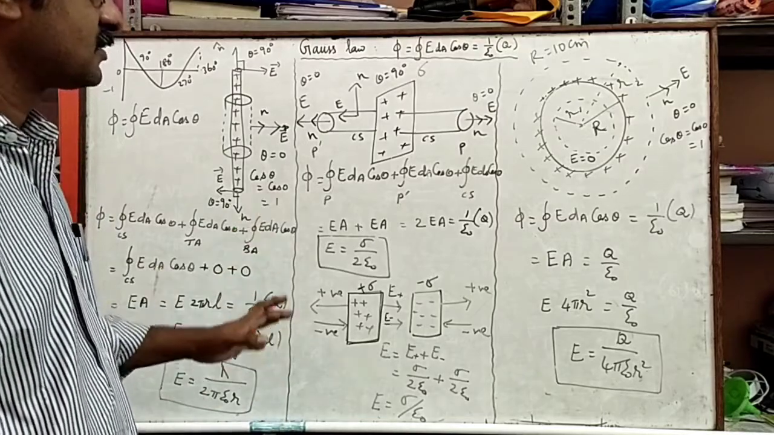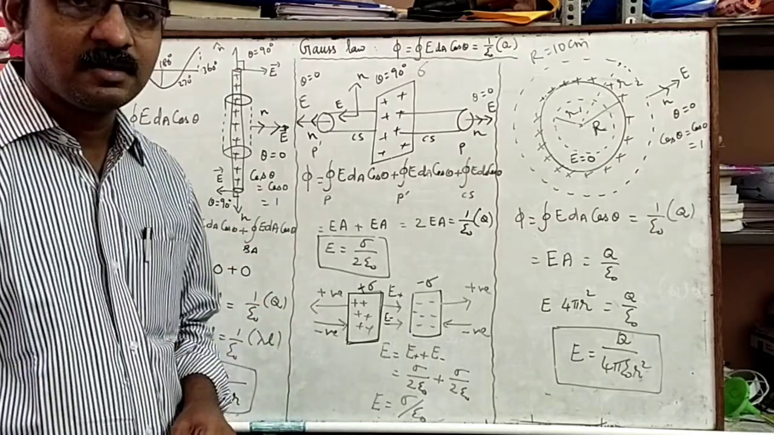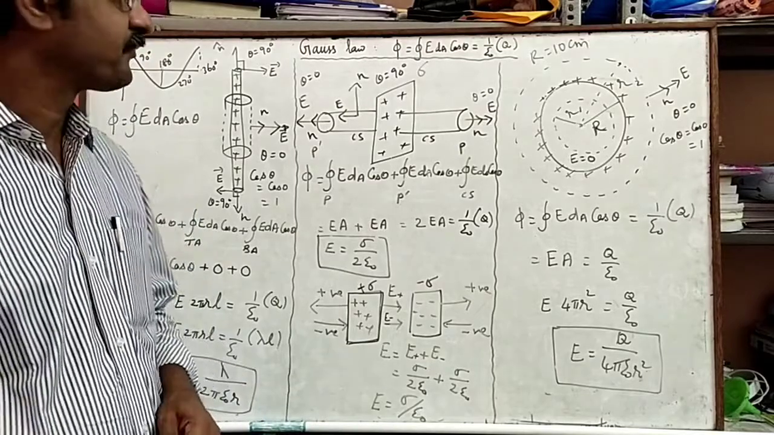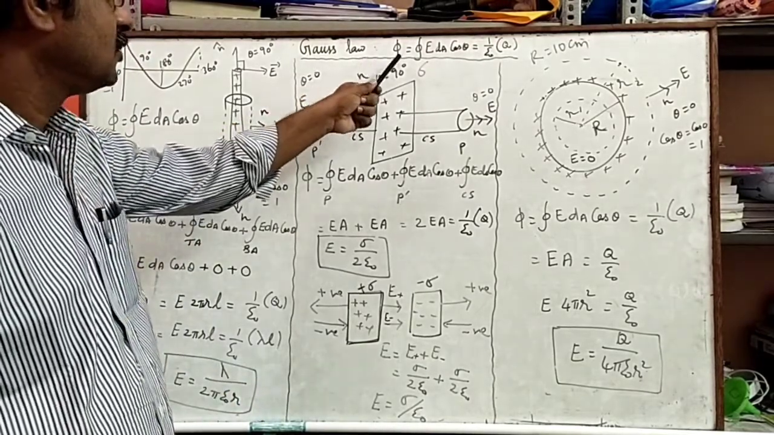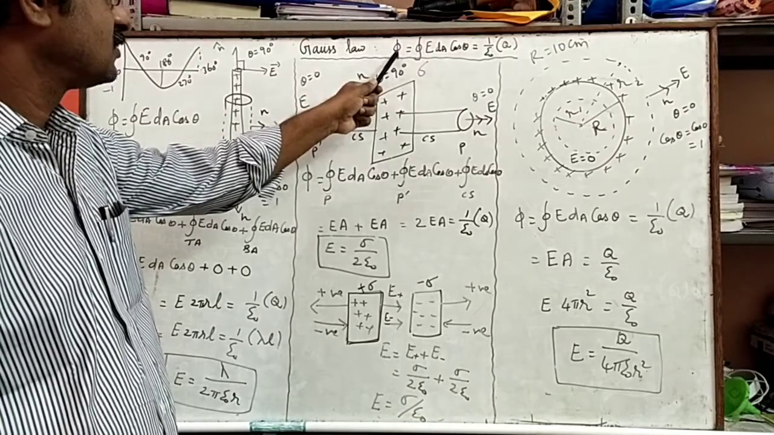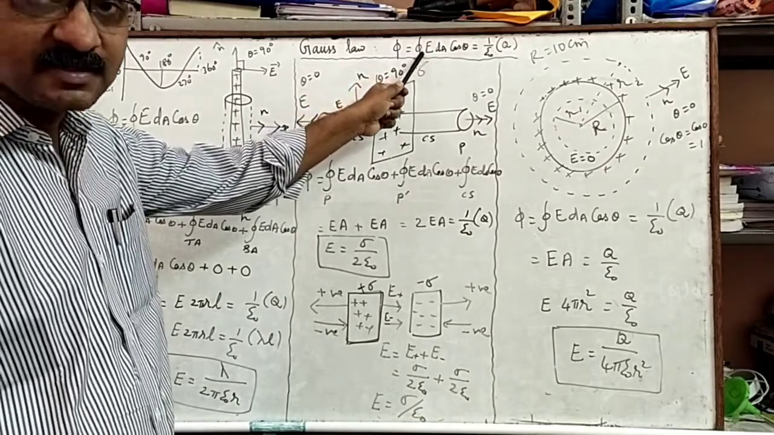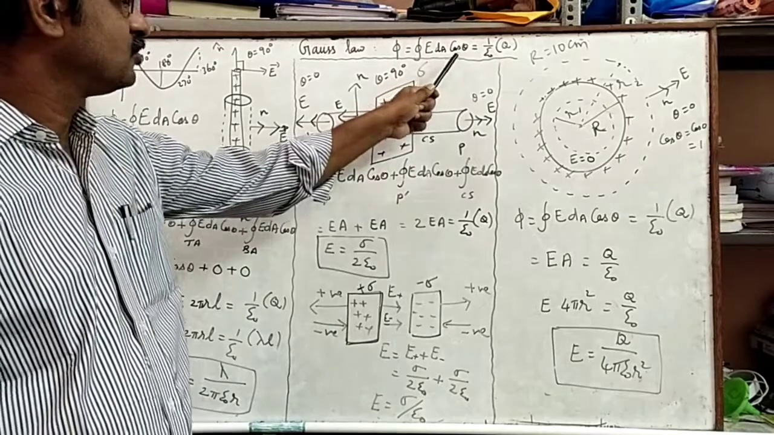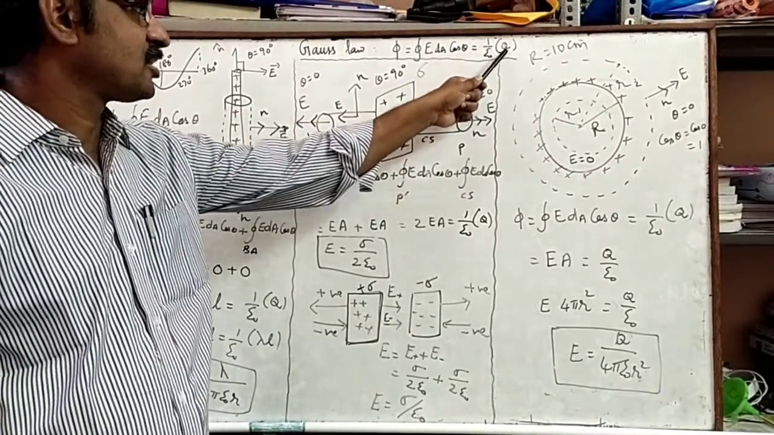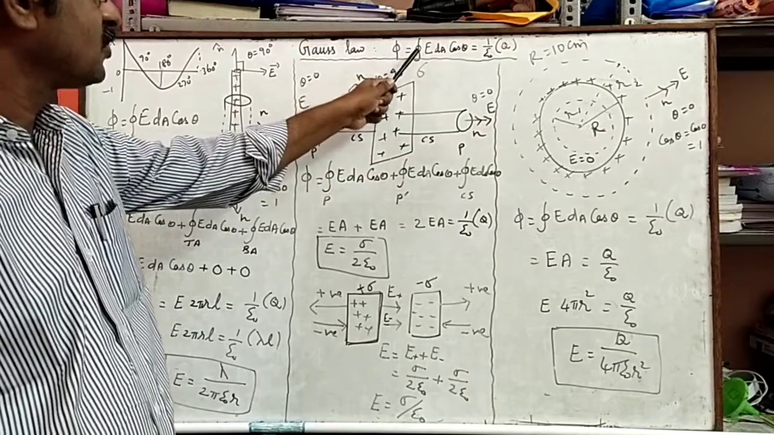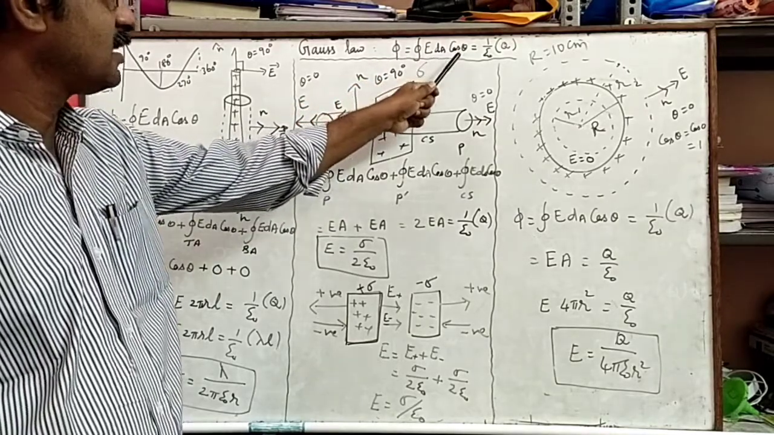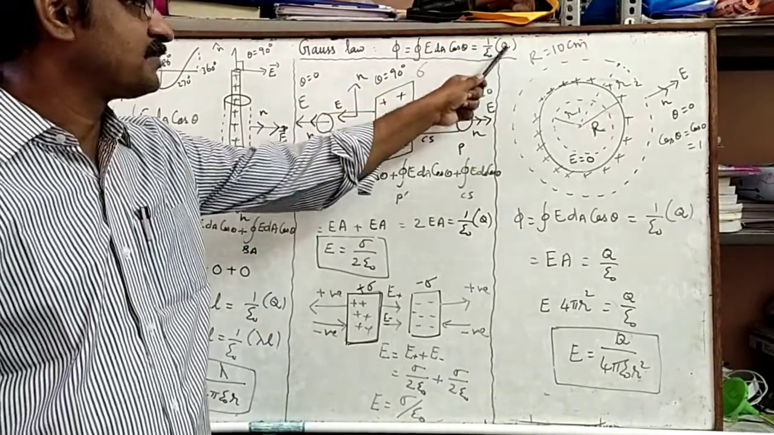Now let us discuss applications of Gauss law. Gauss law states that total electric flux over any closed surface is equal to 1 by epsilon naught times net charge enclosed by the surface. Gauss law equation is phi is equal to closed integral E dA cos theta is equal to 1 by epsilon naught times charge.